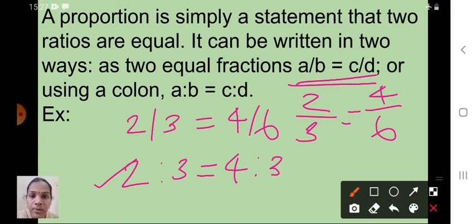Okay, only ratio is there. So you have to prepare how to find the ratio, and the next one is the unitary method, you have to practice. Okay, I hope you understood this lesson.